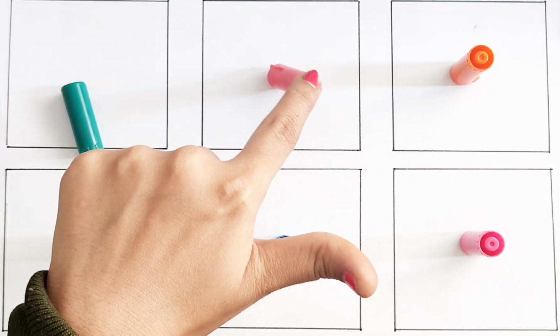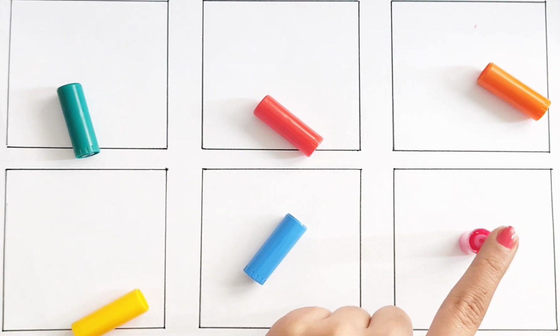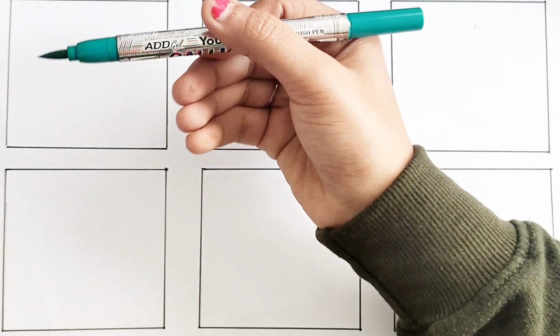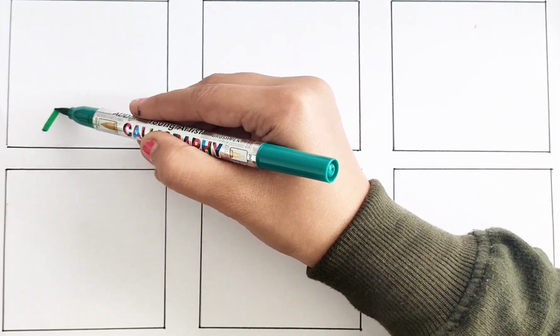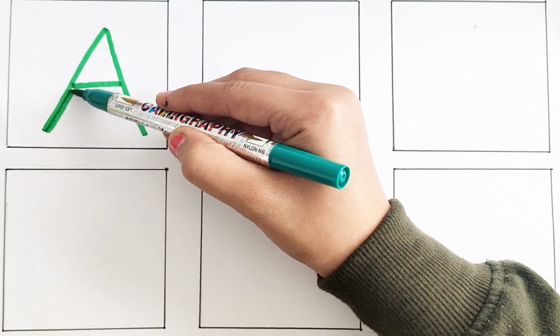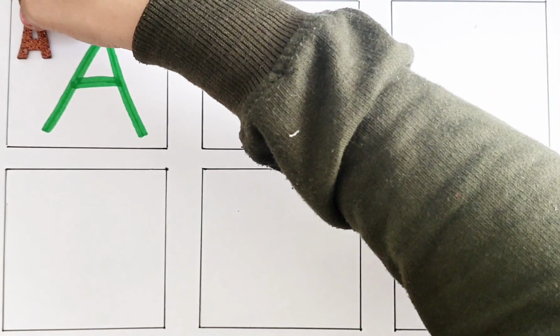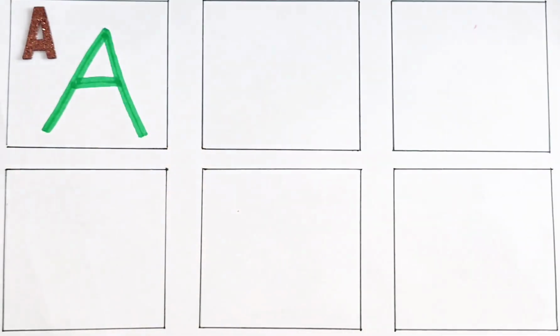Green color, red color, orange color, yellow color, blue color, and pink color. Green color A, green color A. A for apple. A for apple.